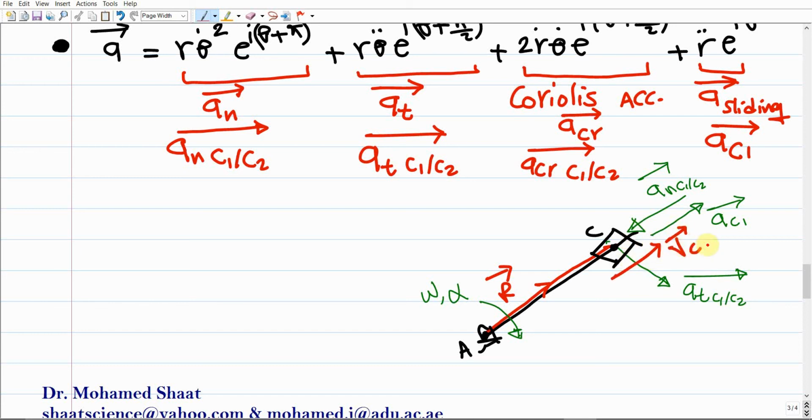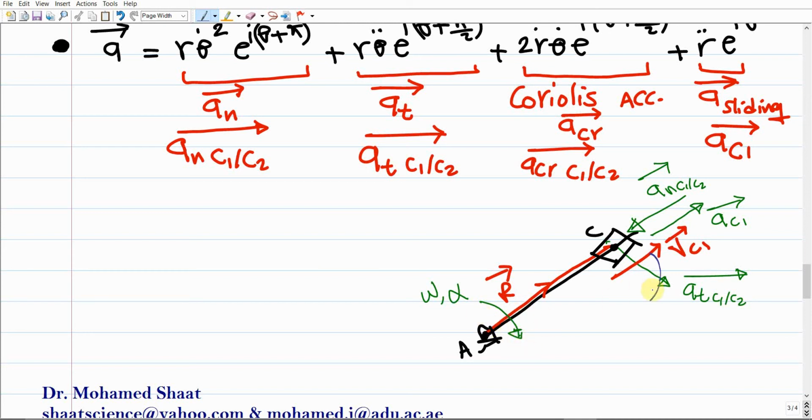VC1. And this is the direction of omega. So where should the direction of the Coriolis acceleration be? What is the direction of the Coriolis acceleration, basically? If VC1 goes in this direction, your objective is just to incline or give a rotation to this VC1 direction in the same direction of omega.